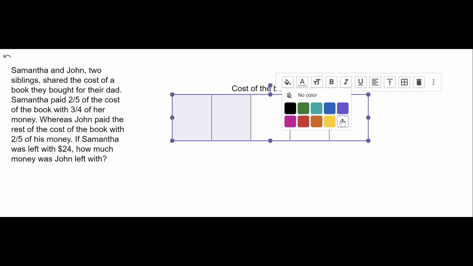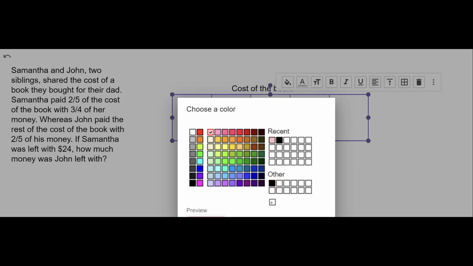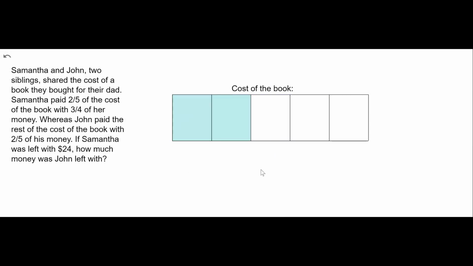Now we're going to look at the second sentence of the problem. It says Samantha paid 2/5 of the cost of the book with 3/4 of her money. We'll focus on the 2/5 first. We have 2/5 over here. This will be the amount of money that Samantha paid. She paid 2/5 of the cost of the book, and we have that represented here.